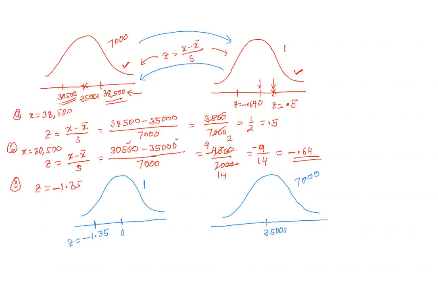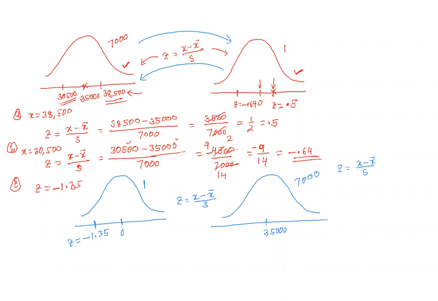Okay, now again we're going to use the Z formula. Z is equal to X minus X bar divided by S. So we just do the calculation here. Let's do it on the right. Z is equal to X minus X bar divided by S.